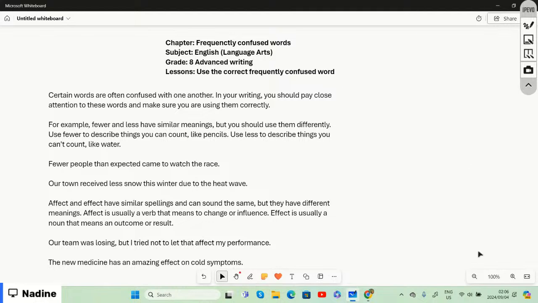All right. So certain words, right, are often confused with another word. So you can have certain words, and these words can be confused with another word. And we call that frequently confused words, right? So, for example, in our writing, you need to pay close attention to these specific words that can often be confused with one another, right? And you need to make sure that you use these specific words correctly.